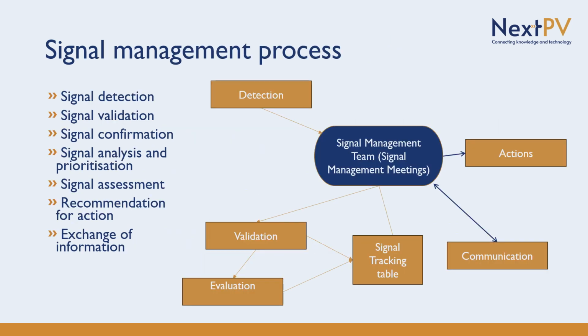Signal management process. Here's an overview of the signal management process. It starts with signal detection, followed by signal validation, analysis, and prioritization. The process continues with signal assessment, recommendations for action, and the final step of closing a signal. Throughout this process, there's an exchange of information and communication among stakeholders. The Signal Management Team, SMT, plays a central role in coordinating these activities and ensuring that signals are managed effectively and in compliance with regulatory requirements.